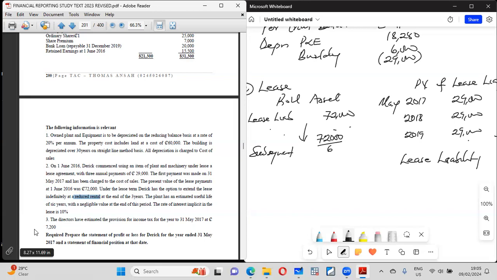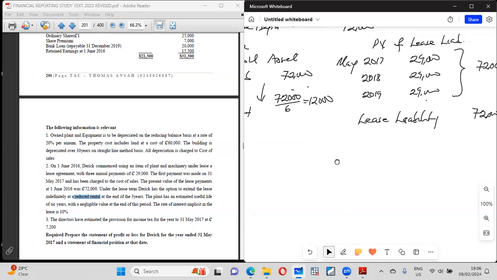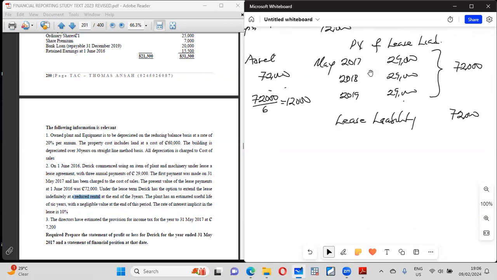So please be careful. This thing is in the lease video. It's there. All right, so be careful. The depreciation is about 12,000. So right there, you have another lease depreciation, which goes to your cost of sales, which is 12,000.